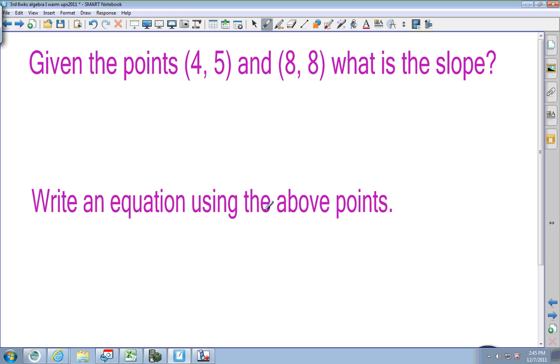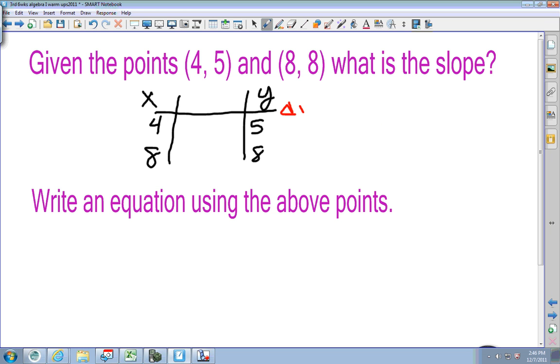Given these 2 points, what is the slope? Okay, if I were you, I'd pause the video and see if you can do this and then come back and check. So I'm going to draw my table. I'm going to put in there my points 4, 5, and 8, 8. Remember, this is x. This is y. So to find my slope, I have to find delta y. The change in y is 3. The change in x is 4. My slope is the change in y over the change in x. 3 over 4. There's my slope right here.